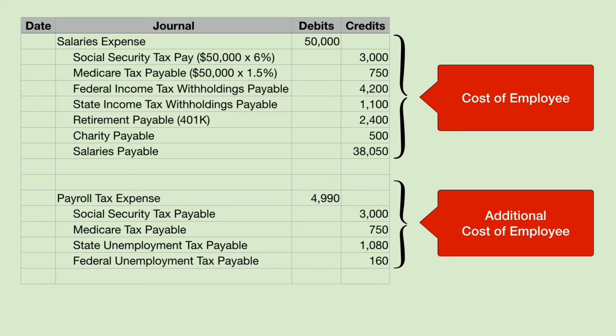The first journal entry is all about the employee, and the second journal entry is all about the employer. The employer has to pay taxes on every person that they hire. So the cost of hiring an employee is not just the salary that you pay the employee, but there's also vacation benefits, retirement benefits, healthcare benefits, and there's even additional taxes that the employer has to pay to the government.